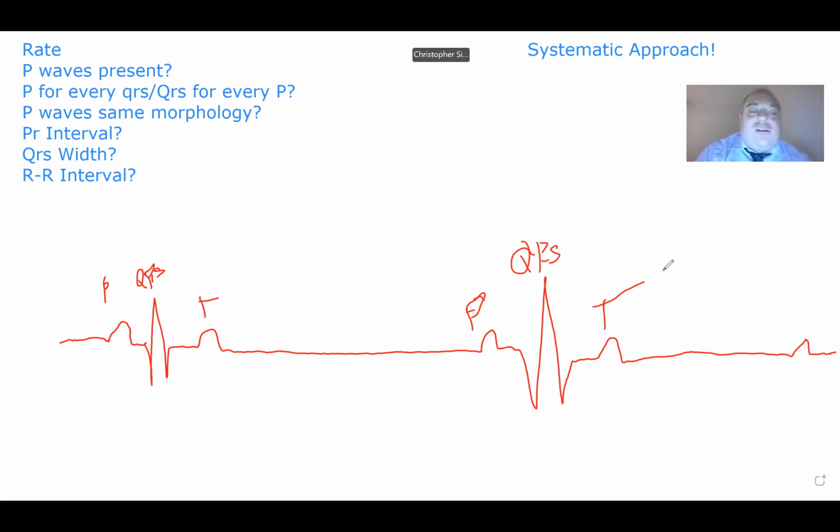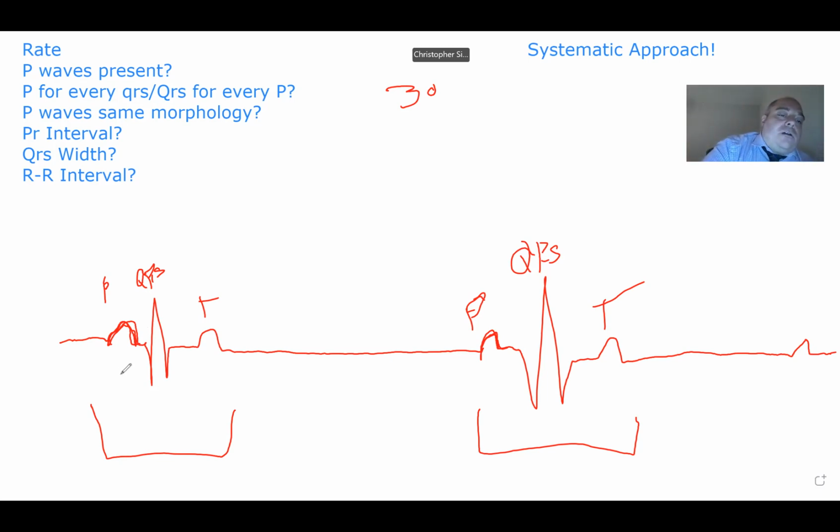What's the difference just looking at it? There's a whole lot of room between this cardiac cycle and this cardiac cycle. Okay. Well, if I told you the rate was 30, let's apply the rest of our questions. Are P waves present? Yes, they are. P for every QRS? Yes, there is. And the reverse is true as well. Do the P waves have the same morphology? We will pretend. Drawing on a computer is impossible like this, but we will pretend that they are the same morphology.